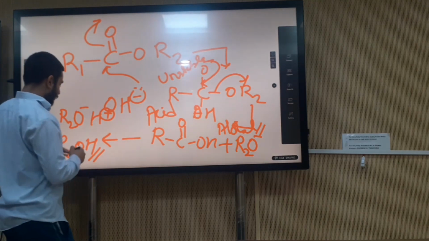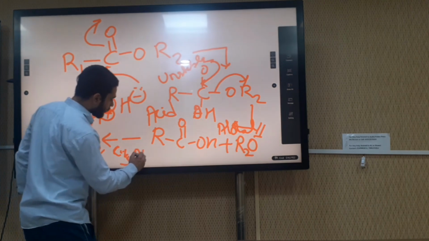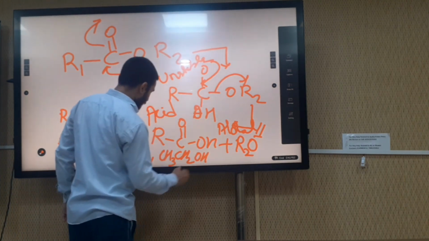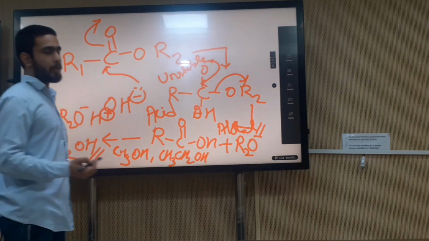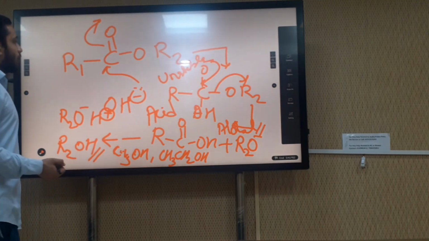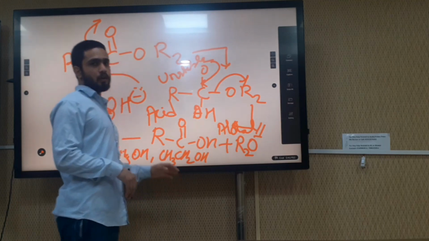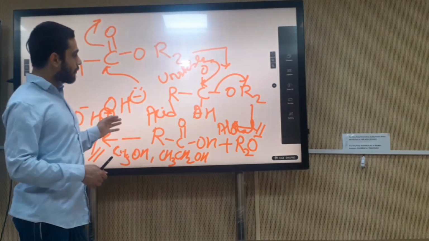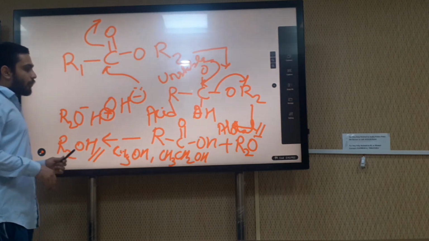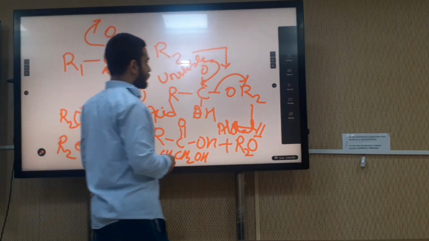If R is CH3, this can be CH3OH. If R is CH3CH2, this will be CH3CH2OH. Like this, the various alcohols, methanol, ethanol, propanol, butanol, will be formed. So this is the reaction mechanism followed for forming alcohols from esters. This is an organic chemistry topic, and if it is asked how or which alcohol will be formed, we can easily tell the answer.